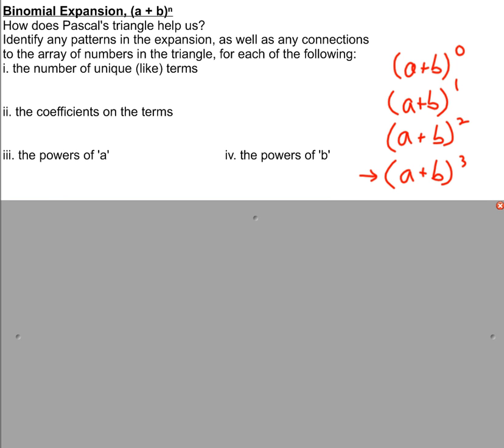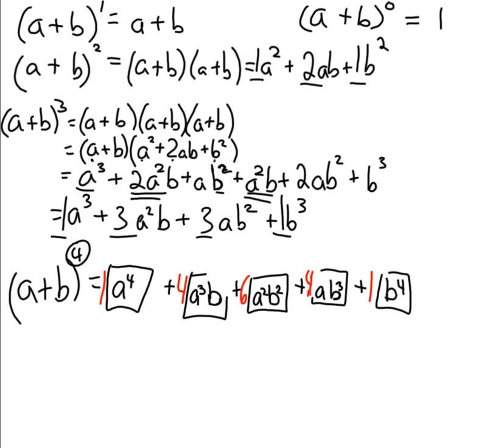And so going back to our expansions here, we should have, for the (a + b)^2, we've already looked at that. (a + b)^3 has 4 unique terms with coefficients 1, 3, 3, 1.